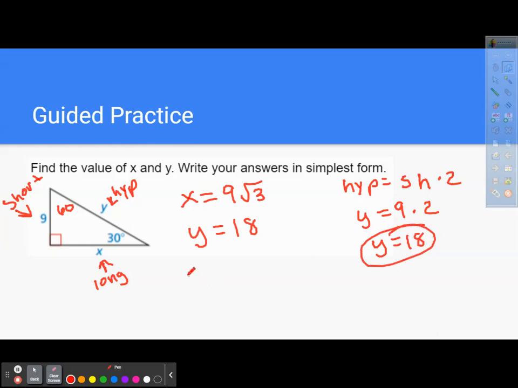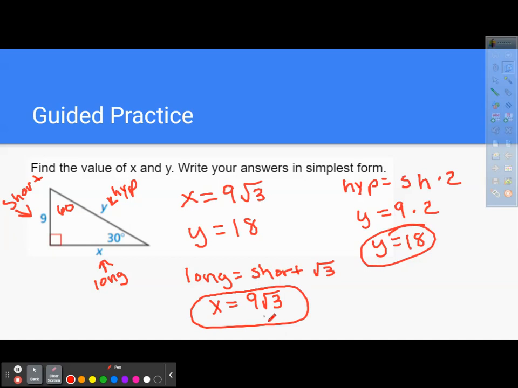Okay. And then your longer leg equals the short leg times the square root of 3. Well, my longer leg is X, and my short leg is 9, so you get 9 times the square root of 3, and you don't have to do anything. It's already in simplified form.